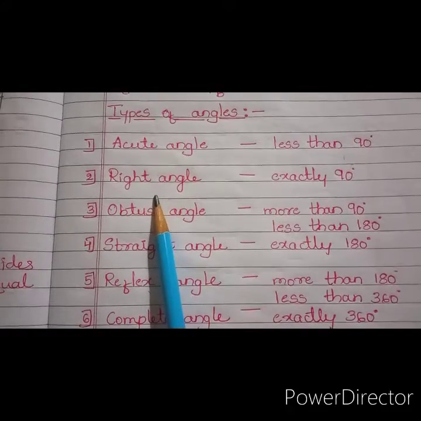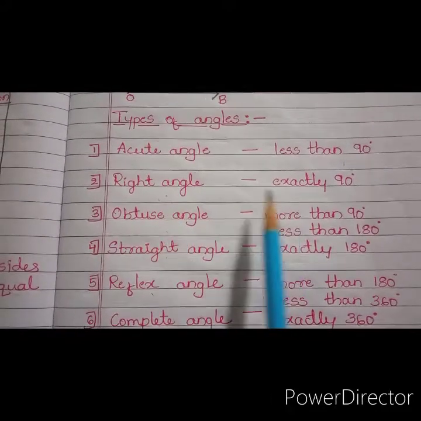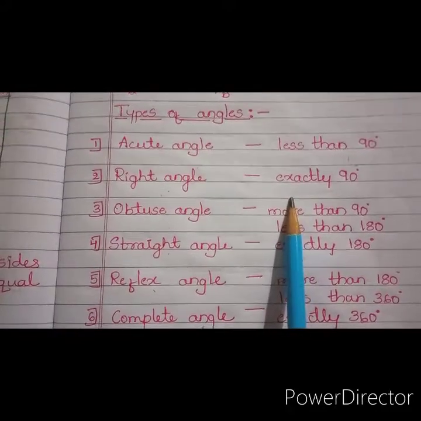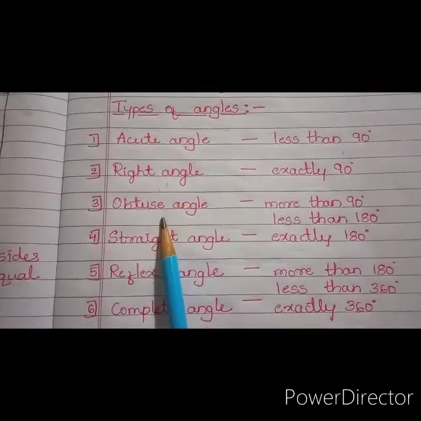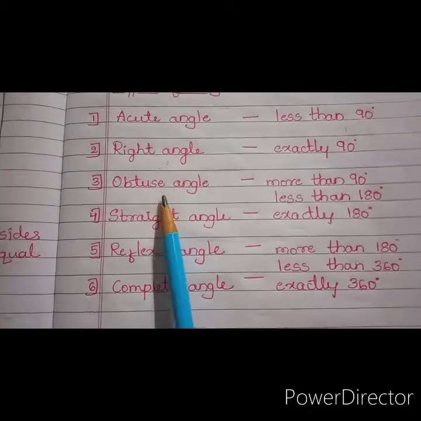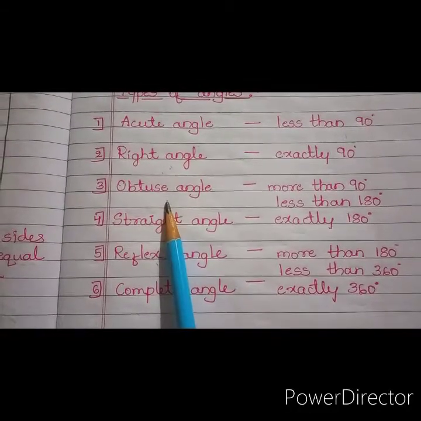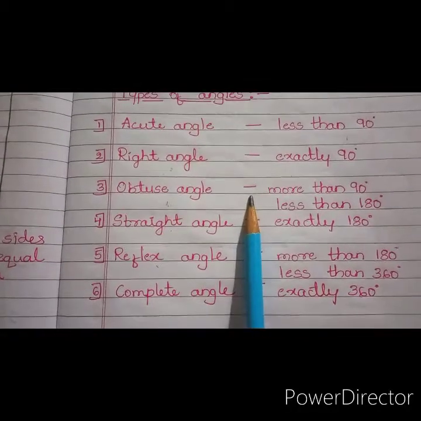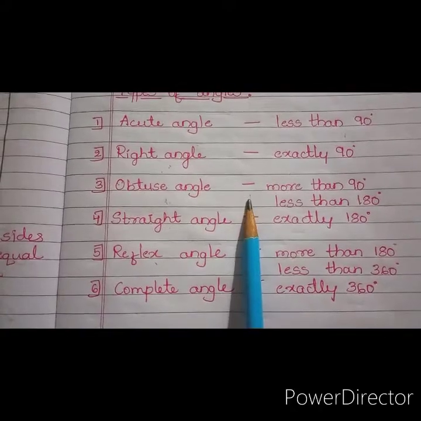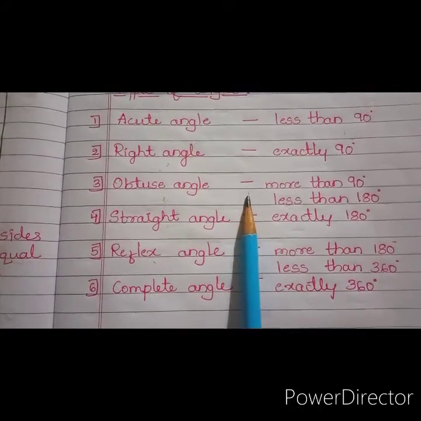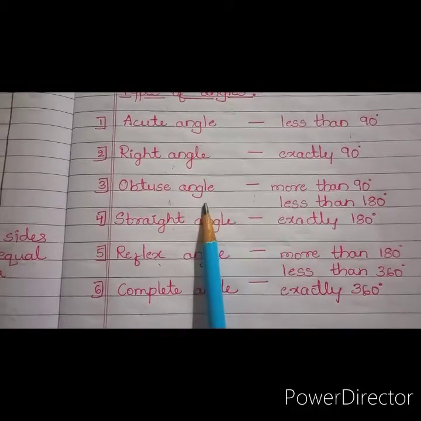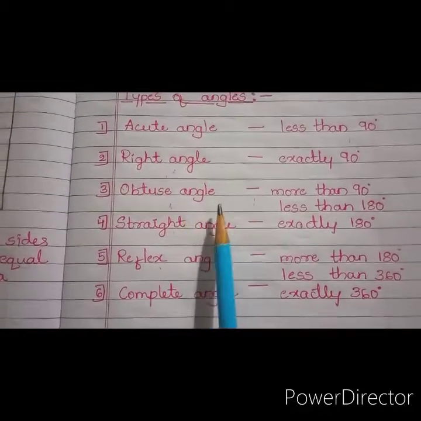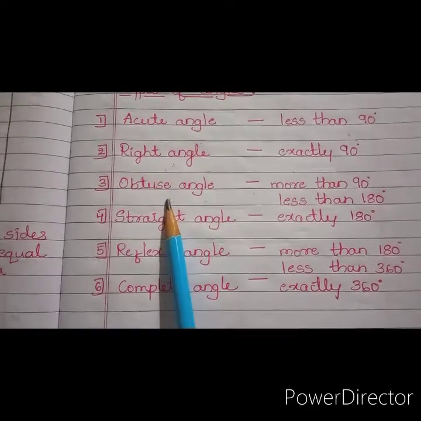Next, right angle. An angle which measures exactly 90 degree is called right angle. Next one is obtuse angle. An angle which measures more than 90 and less than 180 degree is called obtuse angle. Suppose 120 degree, 110 degree, 150 degree. These angles are obtuse angles.